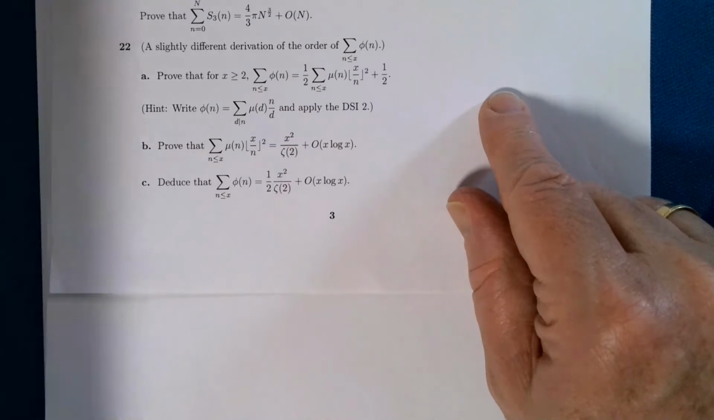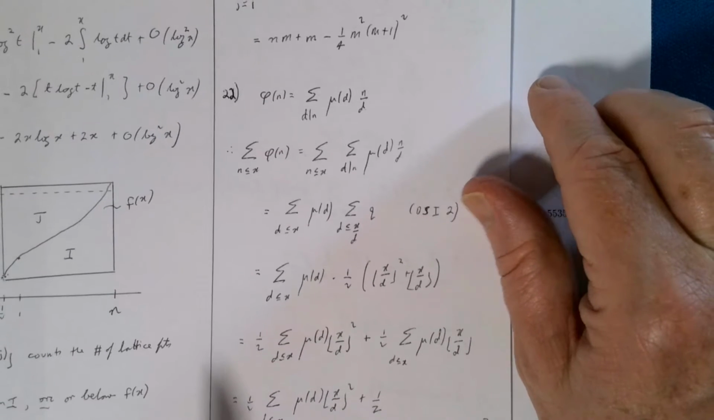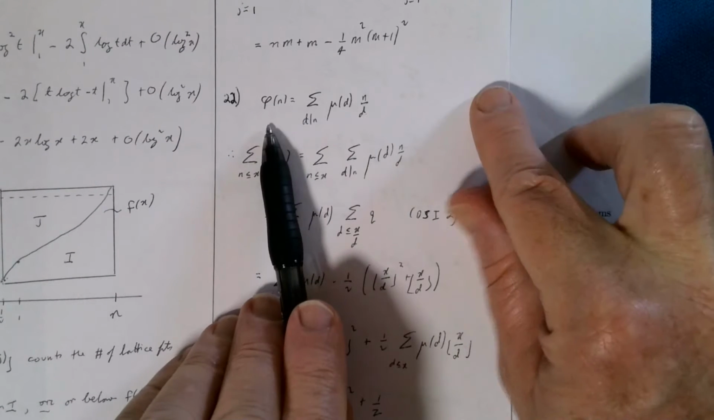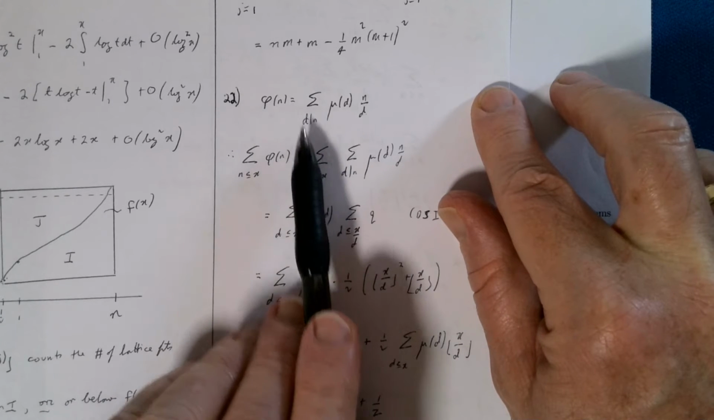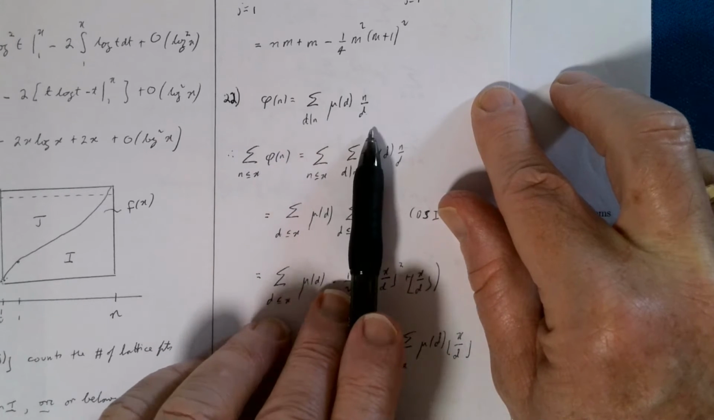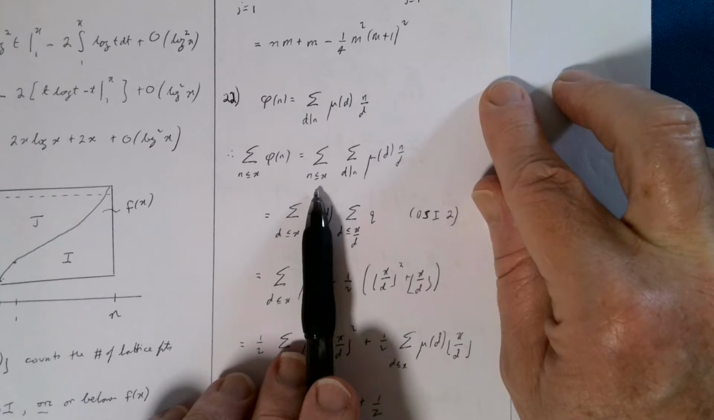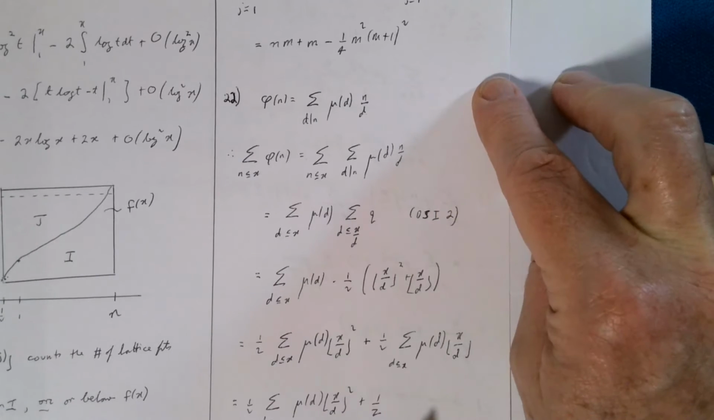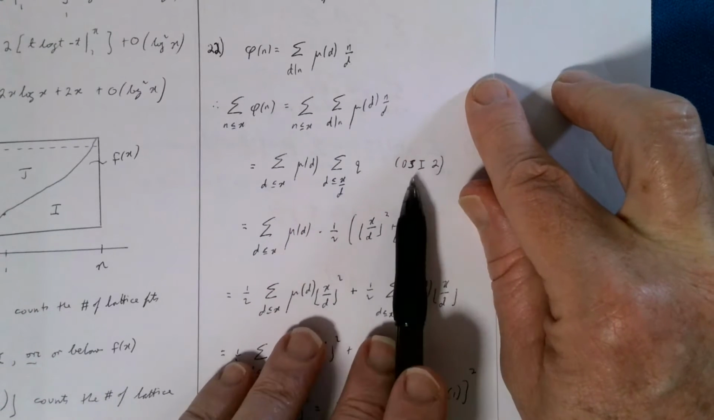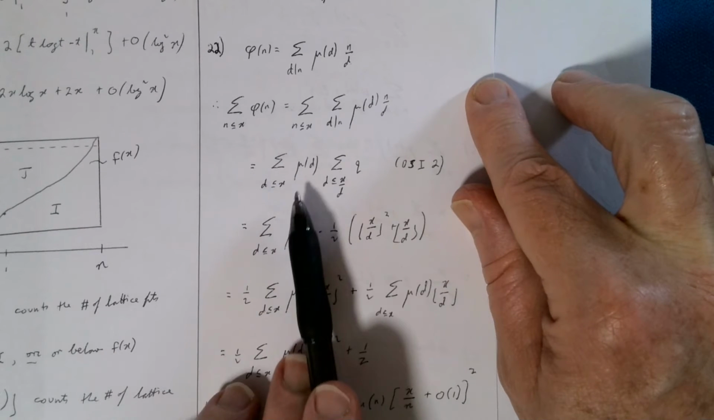To do this, they give us a hint, and we're going to start back with this form of phi of n that we've seen several times before. It's the sum over the divisors d of n of mu d times n over d. So if I want the partial sums of phi of n, then this is the partial sums of this expression. And I'm going to use the divisor sum identity 2 again, and I can rewrite this sum in this form.